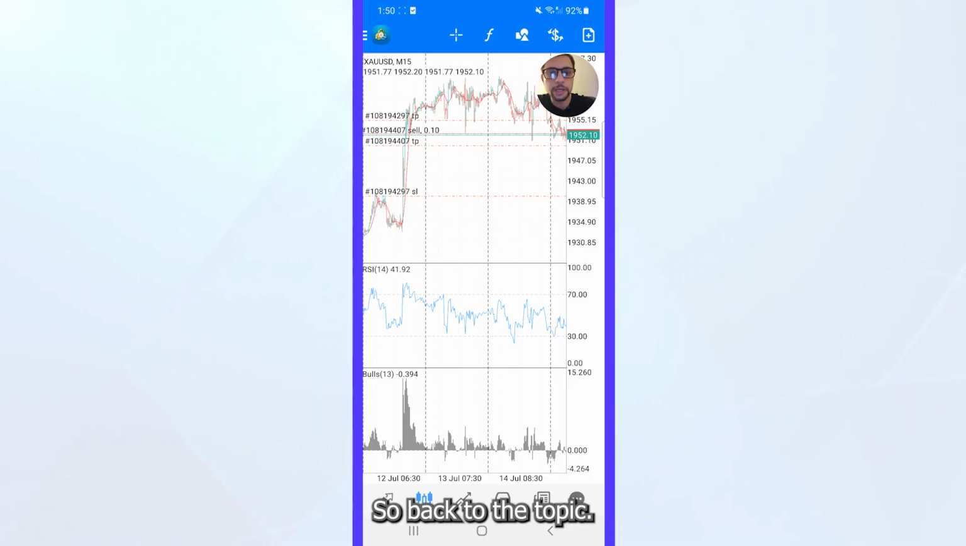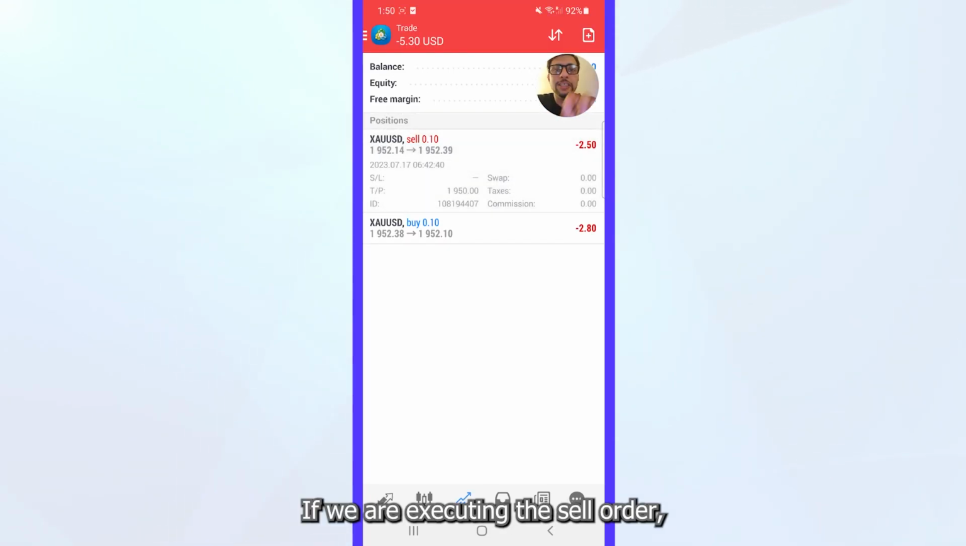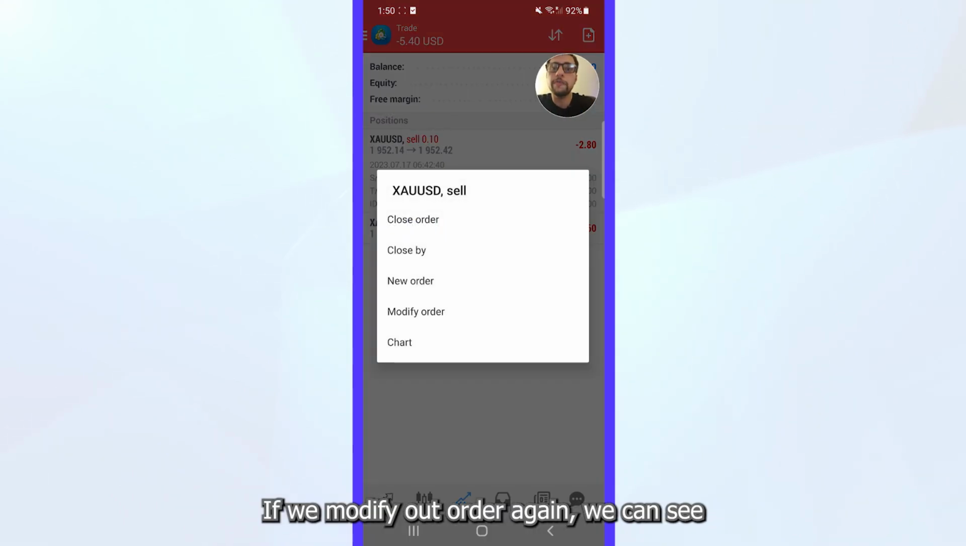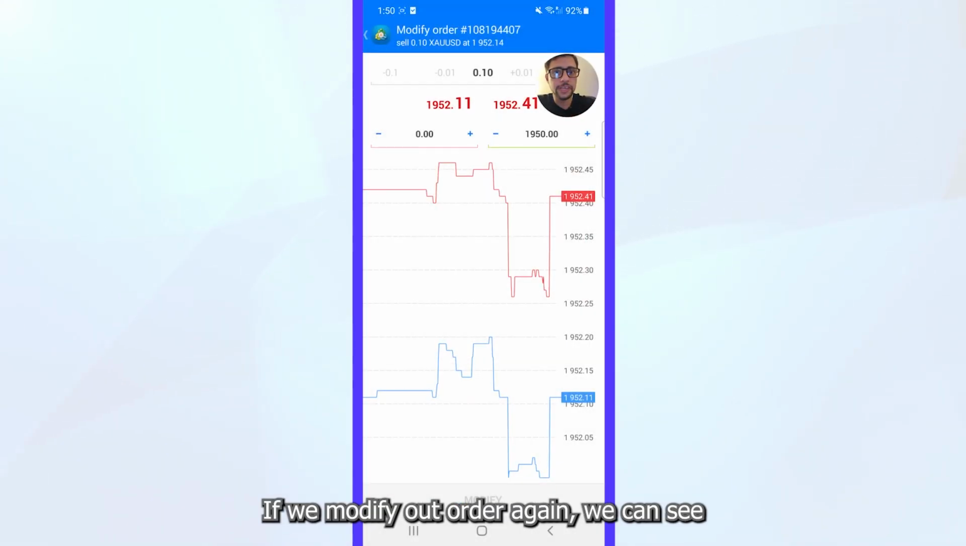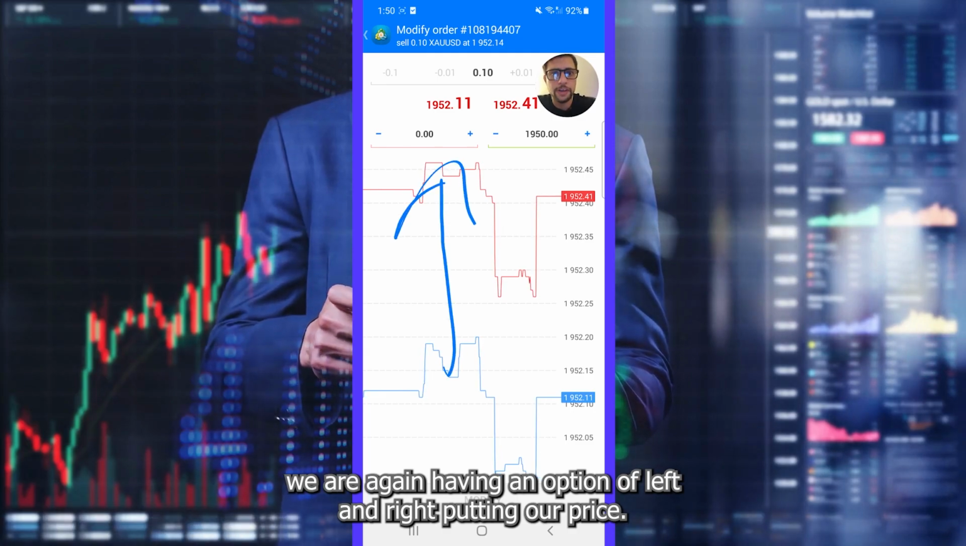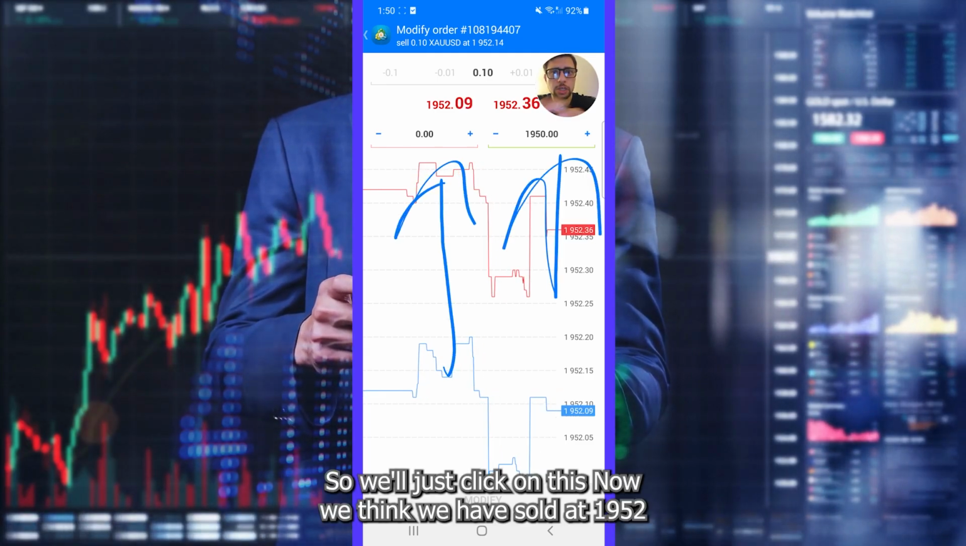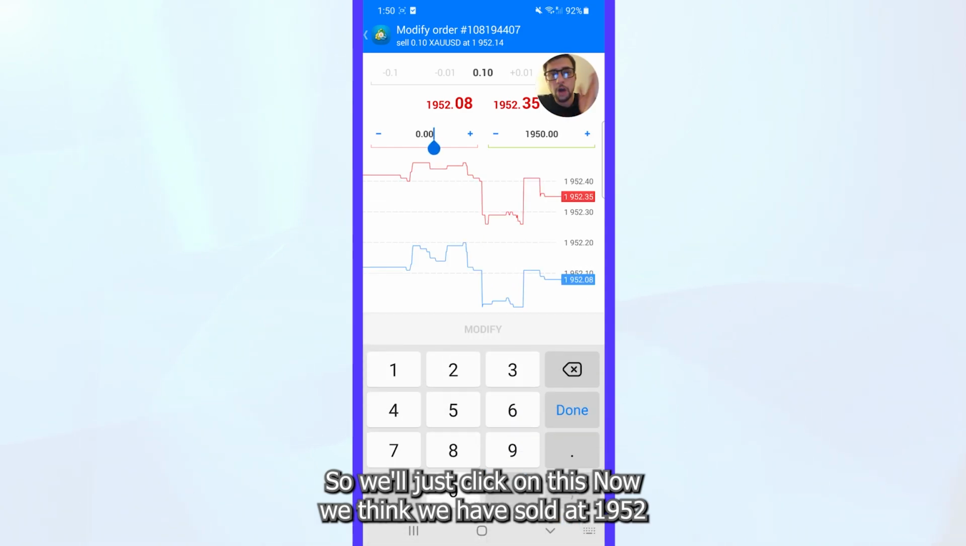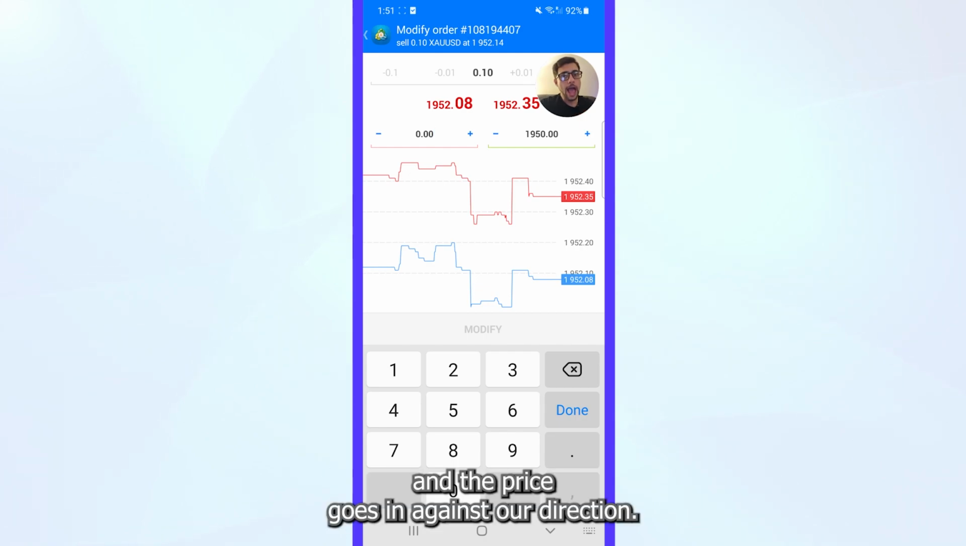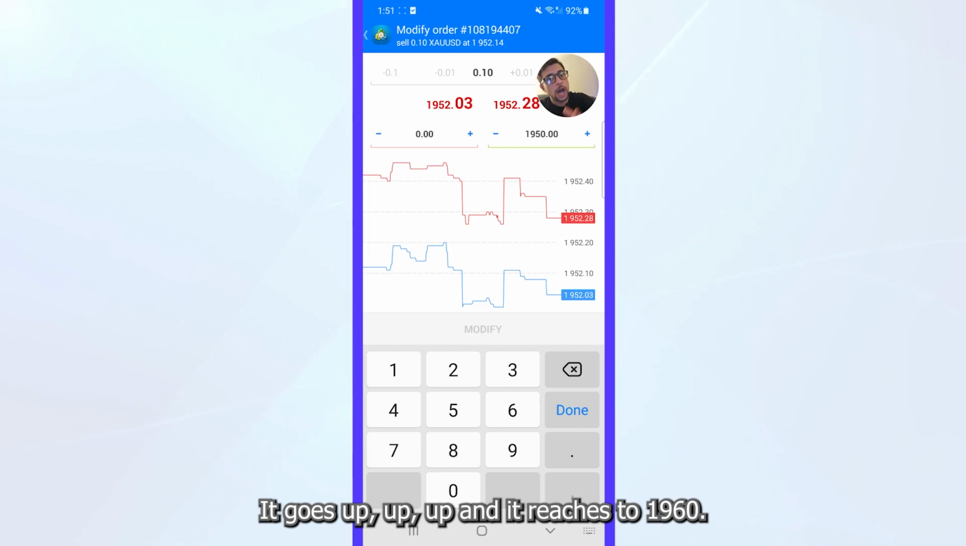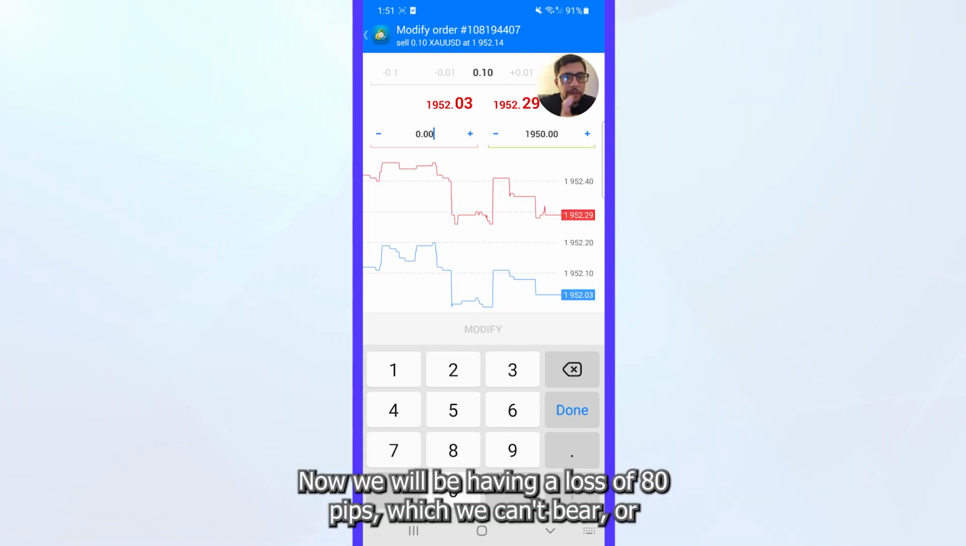So back to the topic, if we are executing the sell order, how do we put a stop loss on the sell order? If we modify our order again, we can see we again have an option of left and right for putting our price. So we'll just click on this. Now we think we have sold at 1952 and the price goes against our direction. It goes up, up, up, and it reaches 1960. Now we will have a loss of 80 pips, which we can't bear.